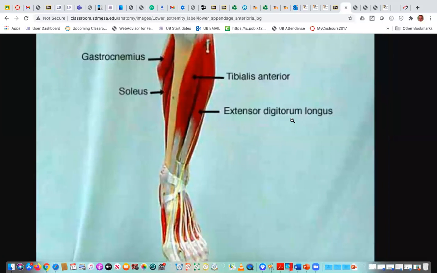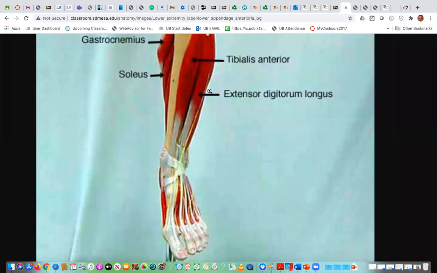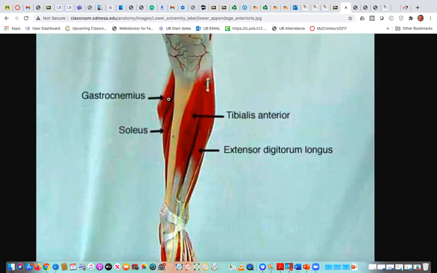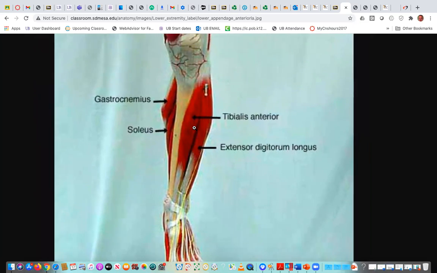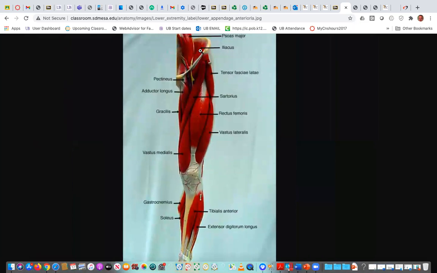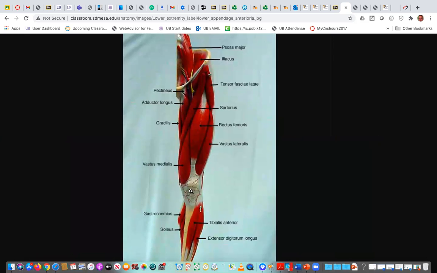The other biggie is the extensor digitorum longus. It comes down and attaches to digits 2, 3, 4, and 5. Okay, on the back, we're not looking at this from the posterior, so we can just see a little bit of the soleus and the gastrocnemius. We'll take a closer look at this from the lateral view and the posterior view. But this is just a general view showing you what you can see from the anterior side.